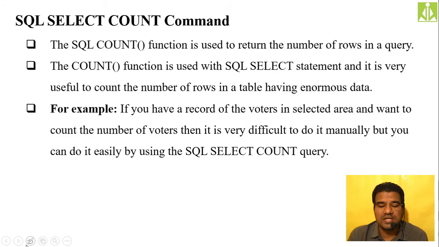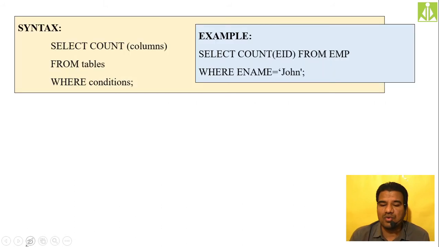To understand it perfectly, we have to go through the syntax and an example. Over here you can see SELECT COUNT of columns. It will simply count the number of records which satisfy the upcoming condition. Then FROM the table name, you have to specify WHERE and the condition.